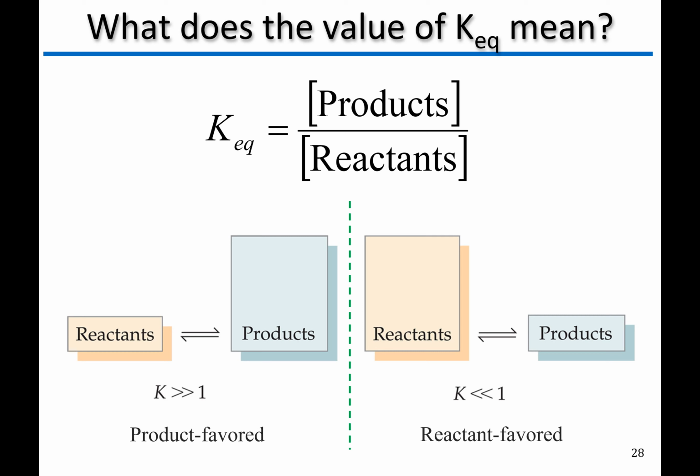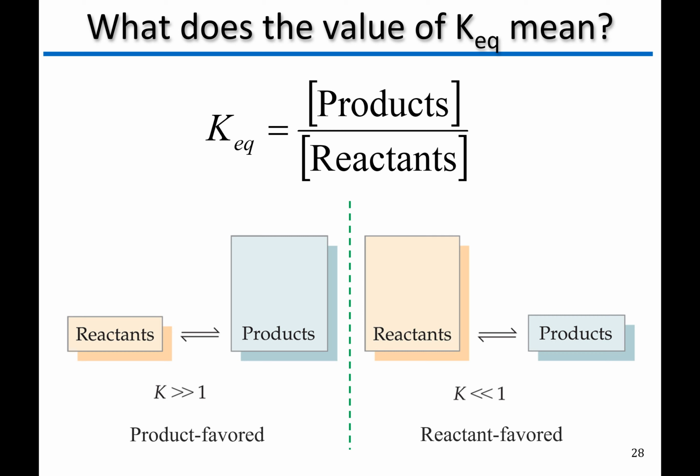But what does it mean if we have a small K value? Mathematically, that means the denominator needs to be much greater than the numerator. In other words, our products must be favored. I'm sorry, our reactants must be favored, not our products. Our denominator, remember, is our reactants. So if K is much, much smaller than 1, then our reverse reaction is favored, and we have a higher concentration of reactants than we do products.